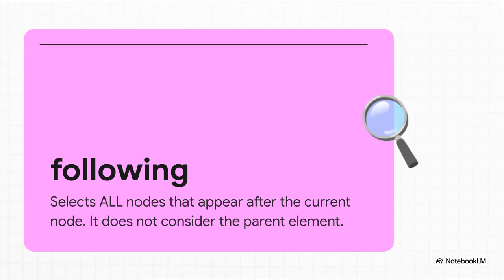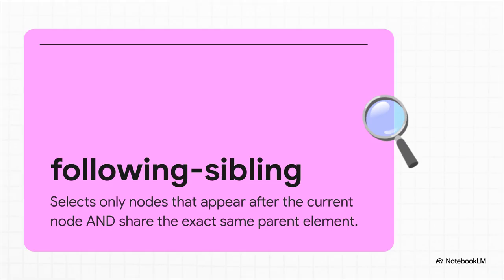So, think of following as casting this huge, wide net. Once you give it a starting point, it's going to find every single matching element that shows up after it, no matter where it is in the entire HTML document. It doesn't care about the family tree at all. On the other hand, following sibling is, well, it's a precision instrument. It's like a laser pointer. It says, okay, I'll look forward from your starting point, but I will only look at elements that are direct siblings, the ones that live under the exact same parent.